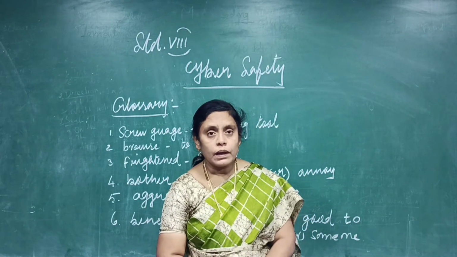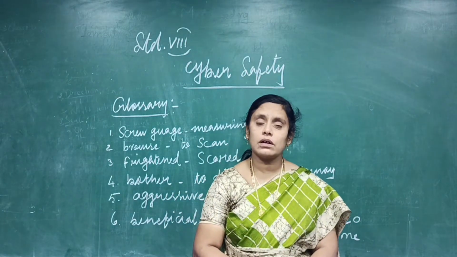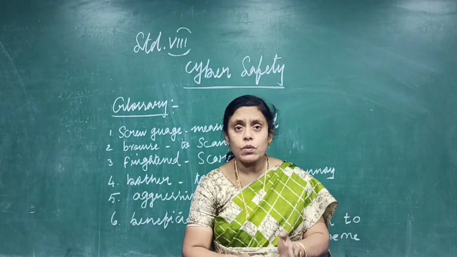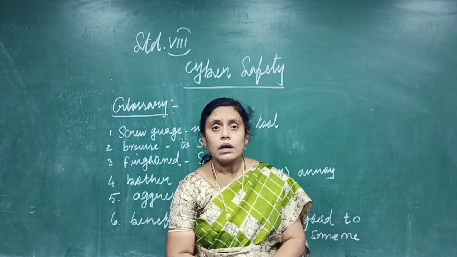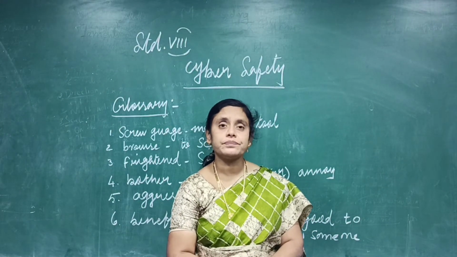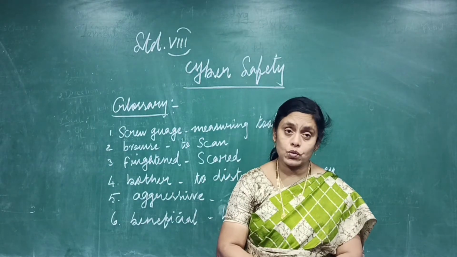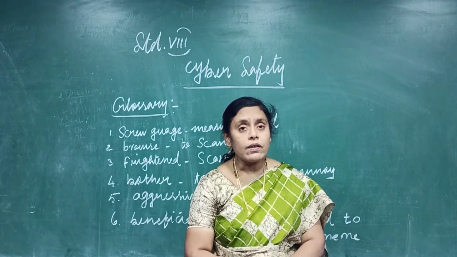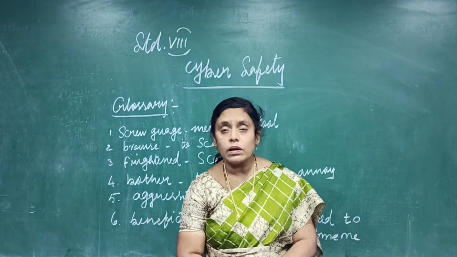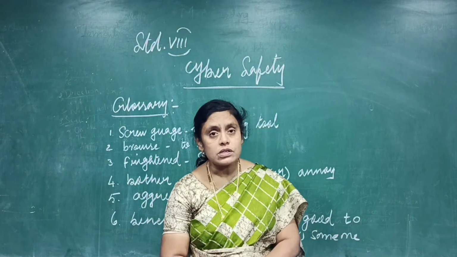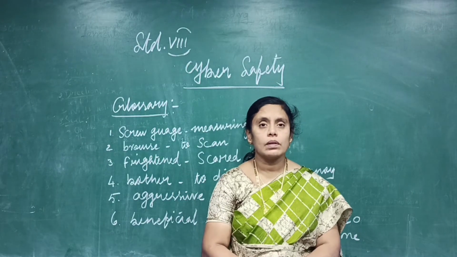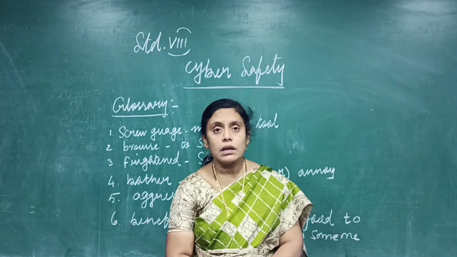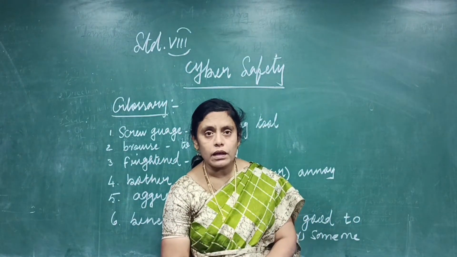But suddenly that person, the person on the other side, started using some bad words. He threatened Rani, saying that if she went on like this, he would reveal her name, address, everything. He kept threatening, and now she is very frightened about that.